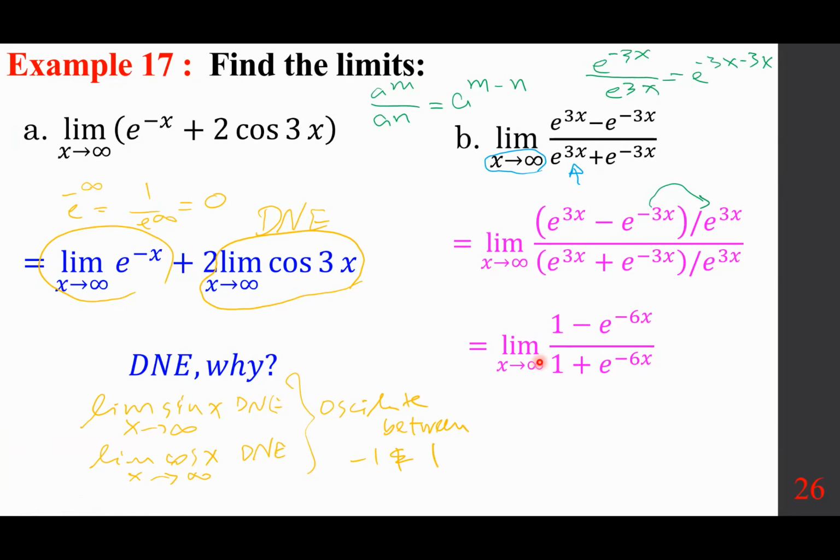So by now we know if we replace it with infinity, e to the power of minus 6 times infinity, that piece goes to 0, that piece goes to 0. The answer is 1 over 1 or 1. So again, e to the power of minus infinity, this piece goes to 0, both of them.